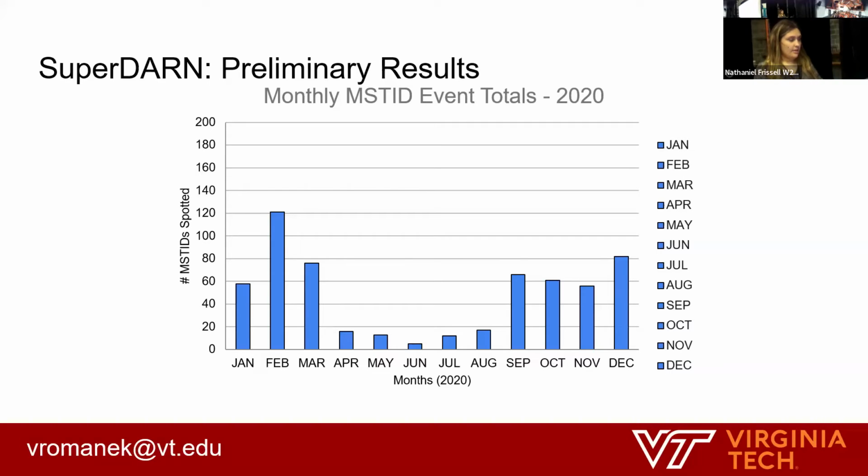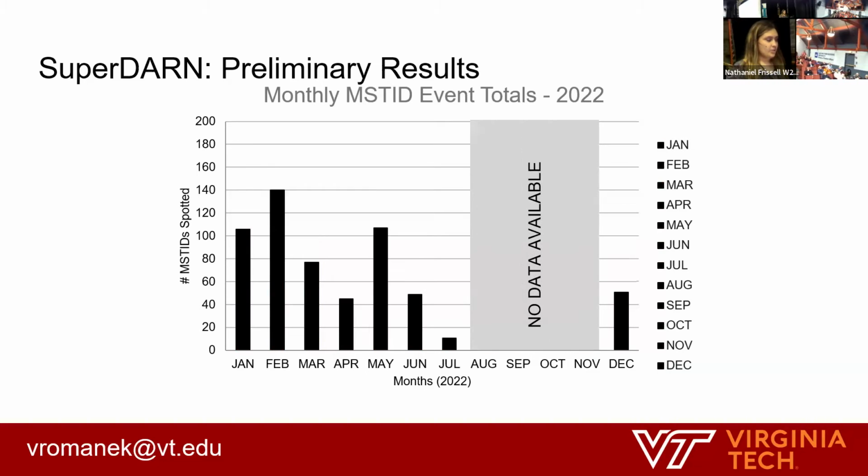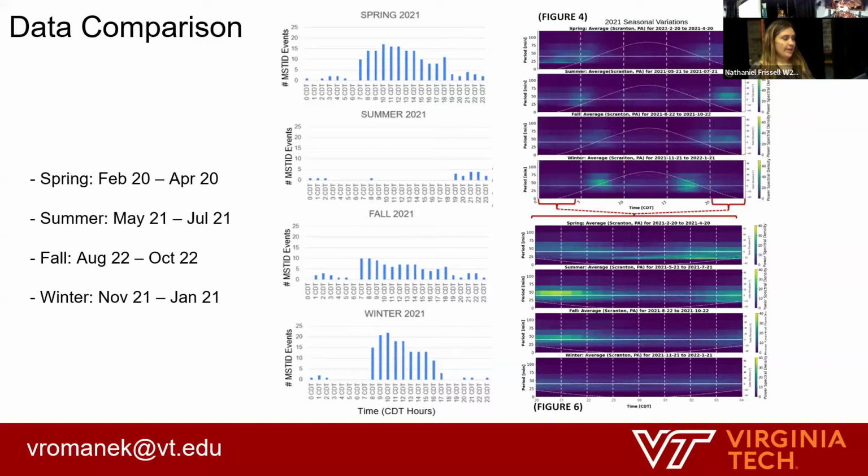You'll notice that there seems to be more activity in the winter, which I found kind of interesting because studies have been done on large-scale traveling ionospheric disturbances that showed a similar kind of trend. This is the data I have for 2021. You'll notice I did not have access to data in October. And then 2022, and I don't have any data for August to November, but you can still kind of see the trend. So I decided to compare this to my Grape data.